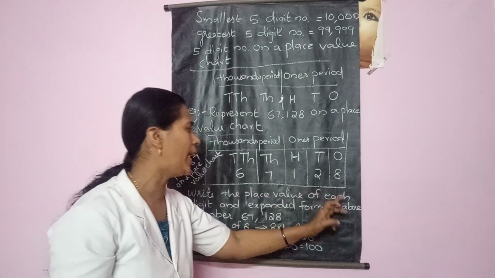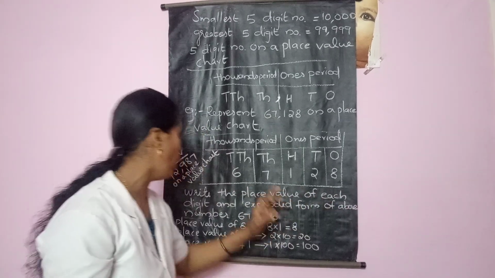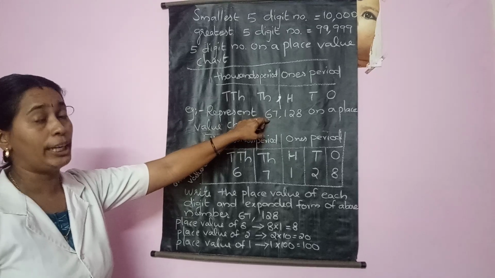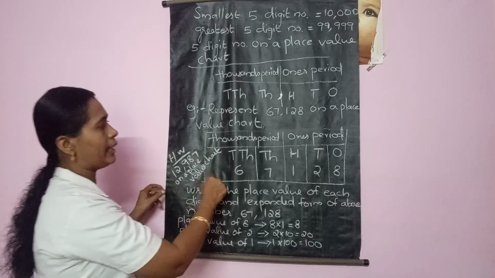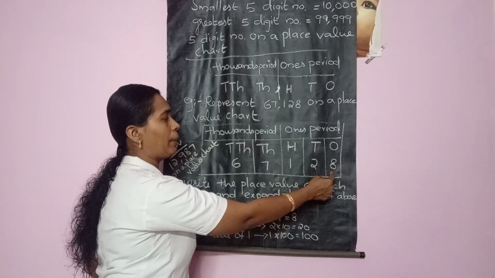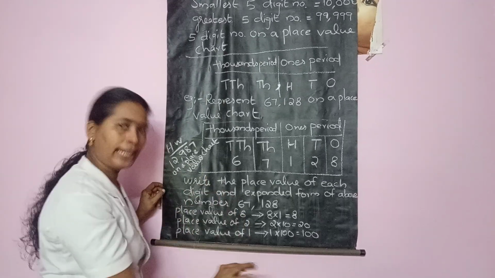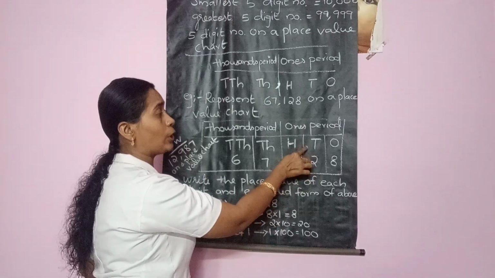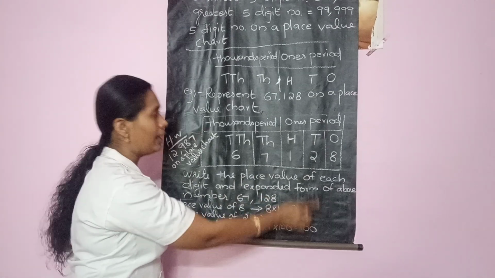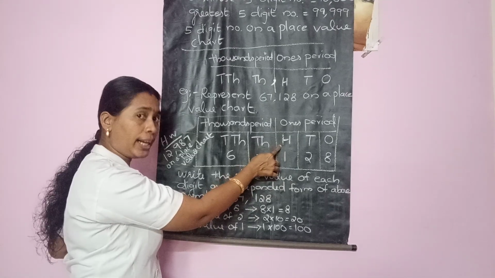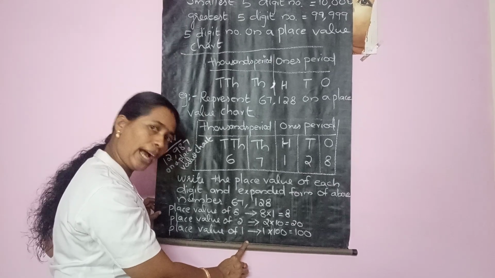Write the place value of each digit and expanded form of this number. We need to write which one? Place value of each digit required. Very easy after writing this table. 8 is in the place of which one? Ones place. So its place value is 8 itself. 2 lies in the place of tens place. So what is its place value? 20. Similarly, 1 lies in the place of hundreds. So what is its place value? 100 itself. 1 into 100 is 100 itself.